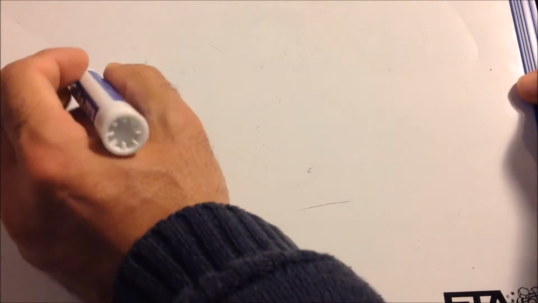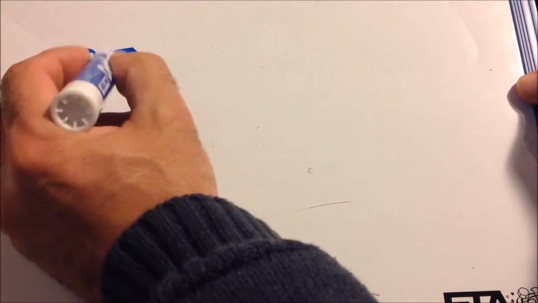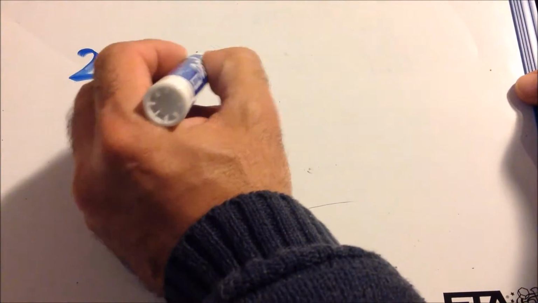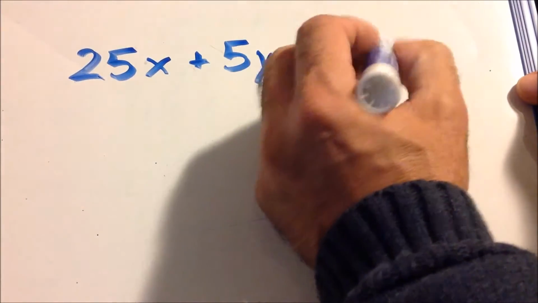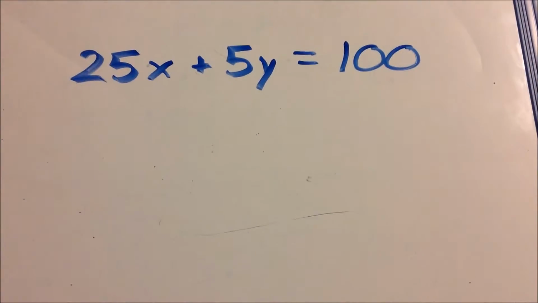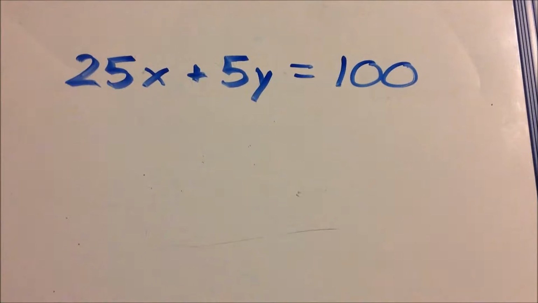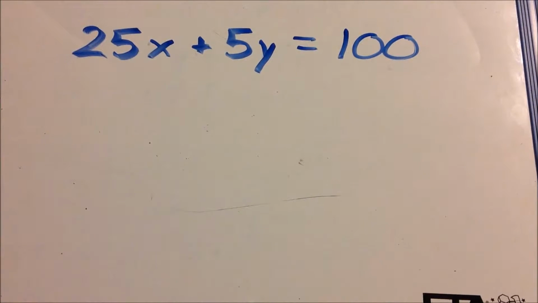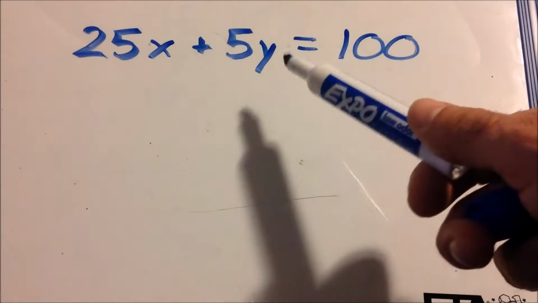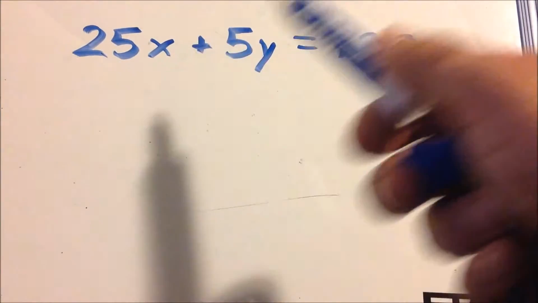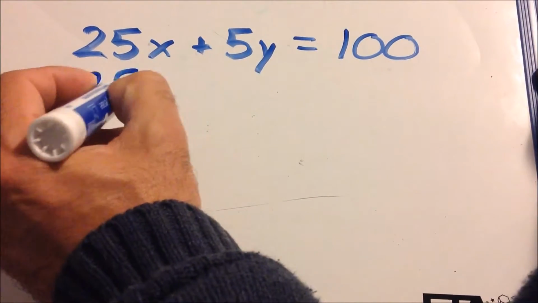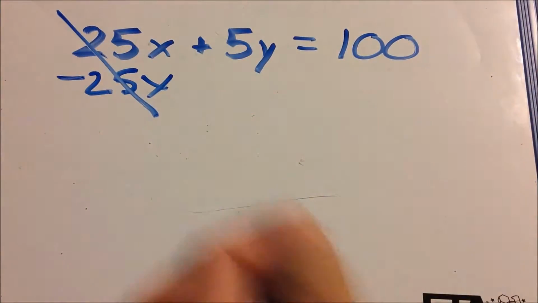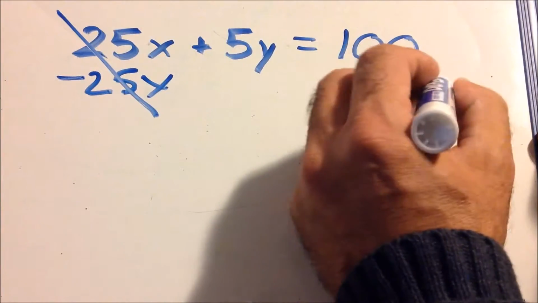Let's say we had, just make one up here, 25x plus 5y equals 100. This is in standard form. Again, we want the y by itself. The x is in the way, so what should we do? We're going to minus the 25x. Again, whatever we do to one side, we do to the other.